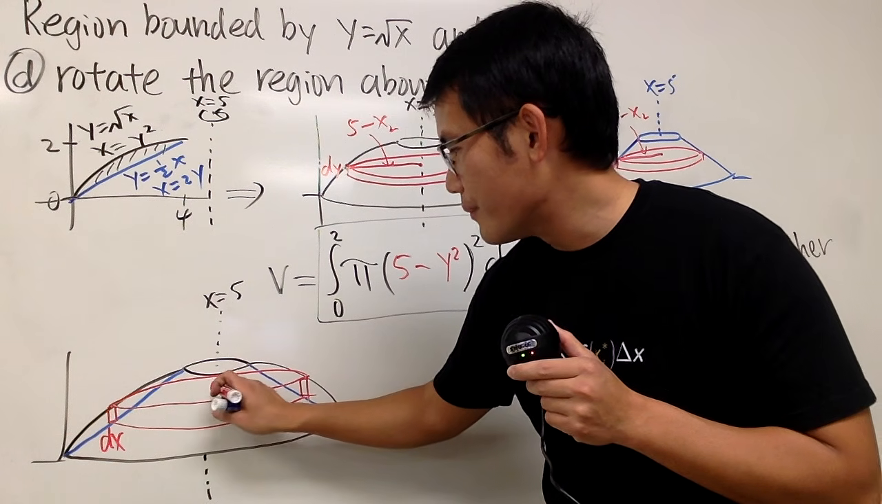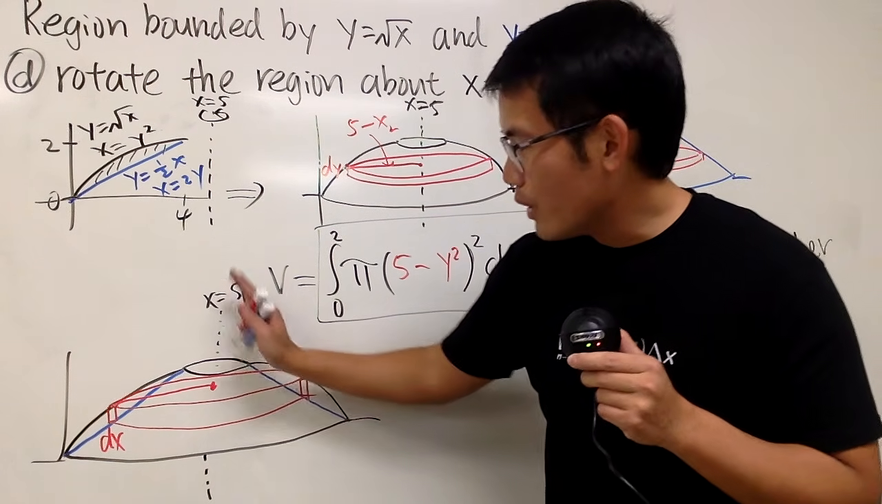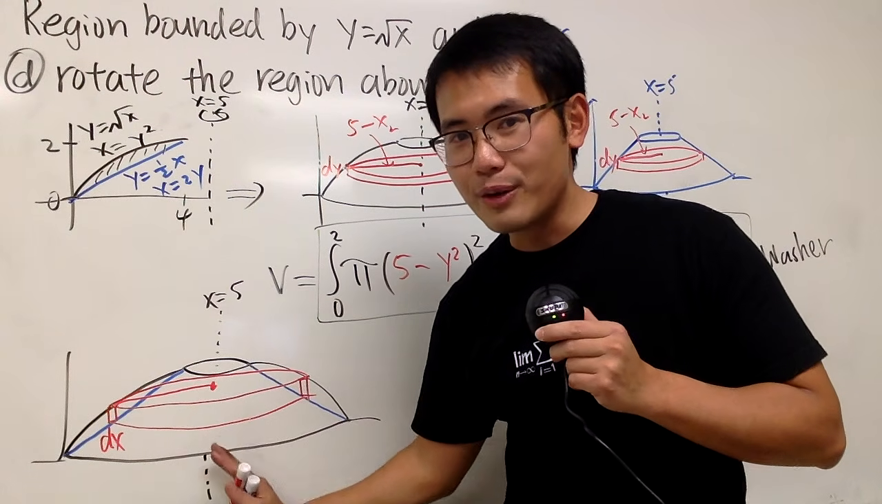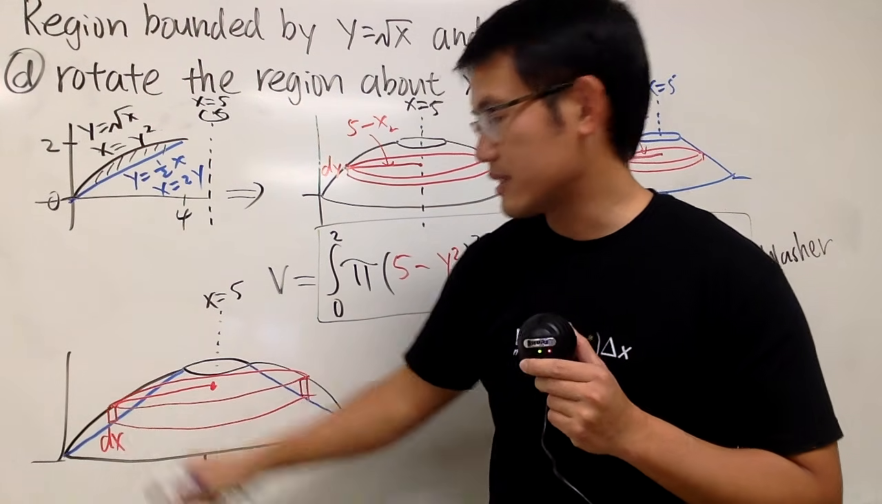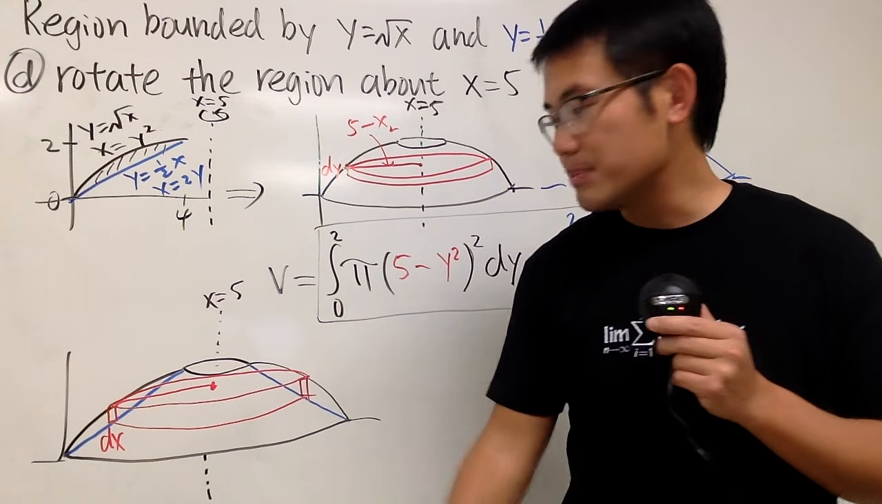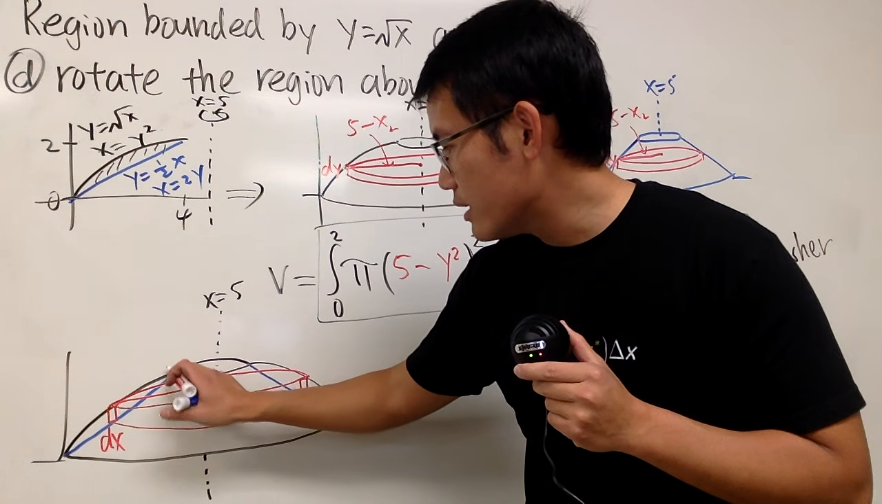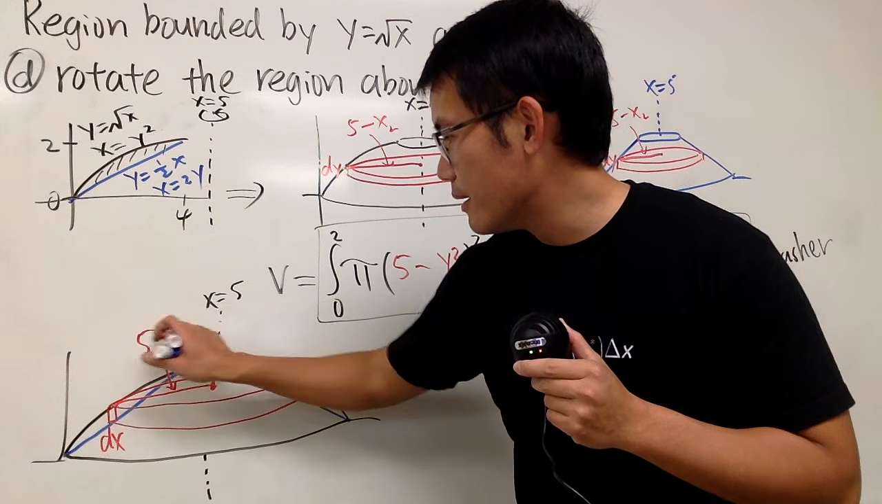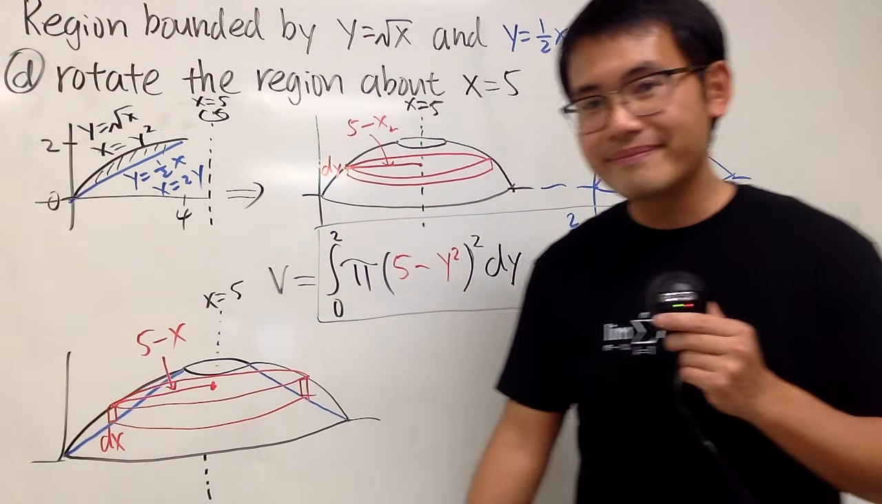Radius from here to here. What's the radius this time? Well, 5 right here, right? And then minus the x on the left, which is just x. And the reason that we just use x is because we are in the x world already. So the radius right here is just 5 minus x. That's it. You don't have to change that in terms of y.